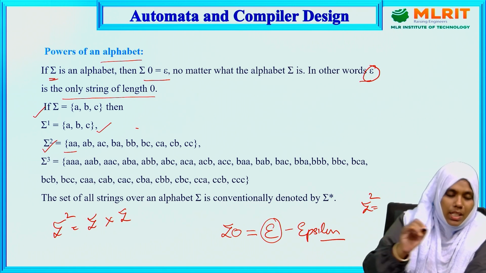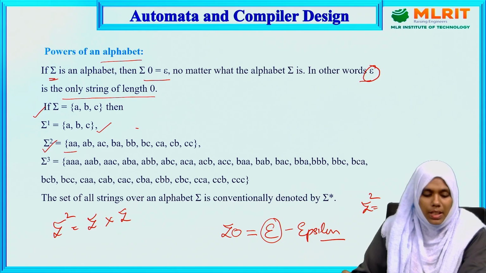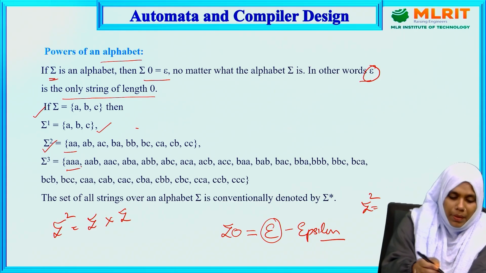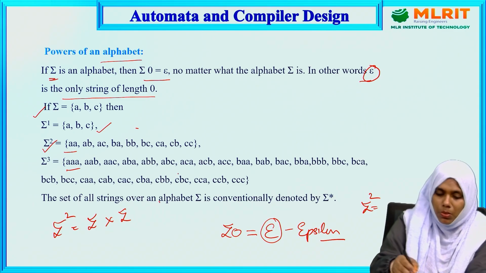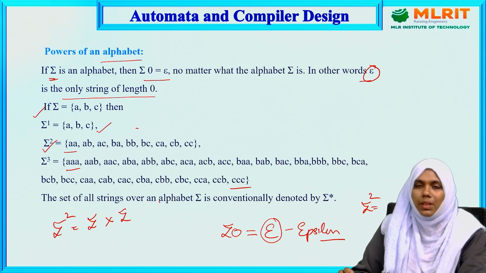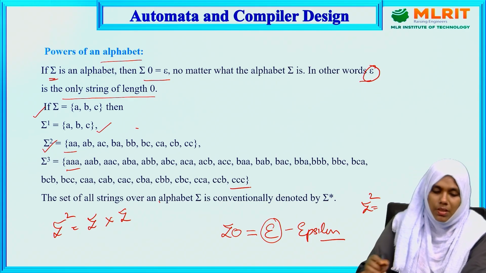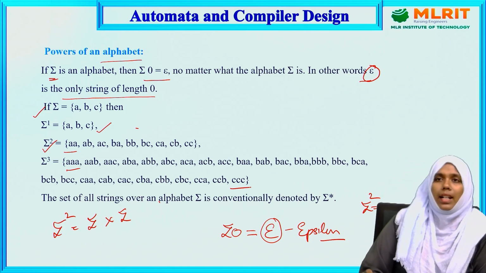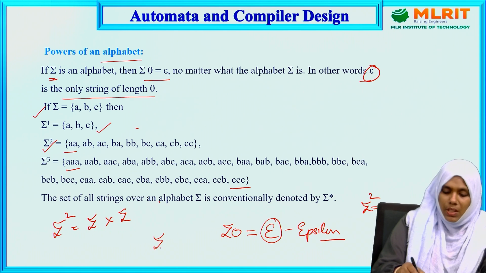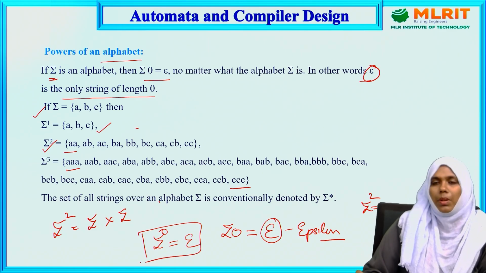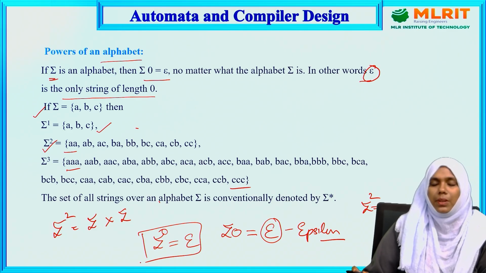In the same way, if it is sigma cube, then what is that? That is 3 into 3 into 3 combinations, right? So it can be AAA, AAB, and so on up to CCC. How many combinations? It would be 27 combinations. So this is how we can represent the alphabet. If it is summation 0, that means the length is 0, and we simply represent it as epsilon. Or else if it is summation power 1, then we simply write whatever values are given in the alphabet.